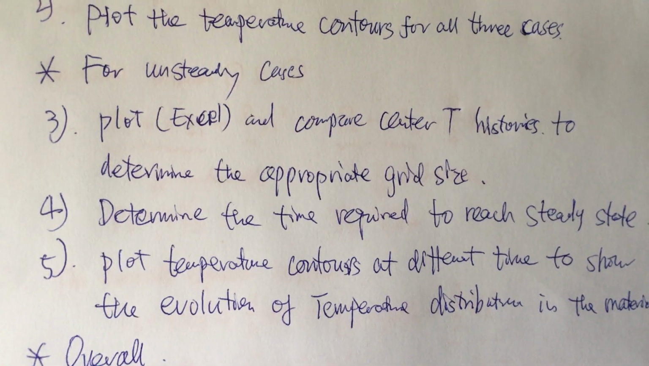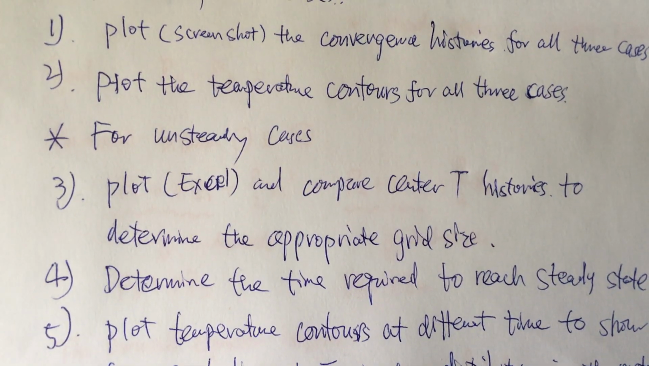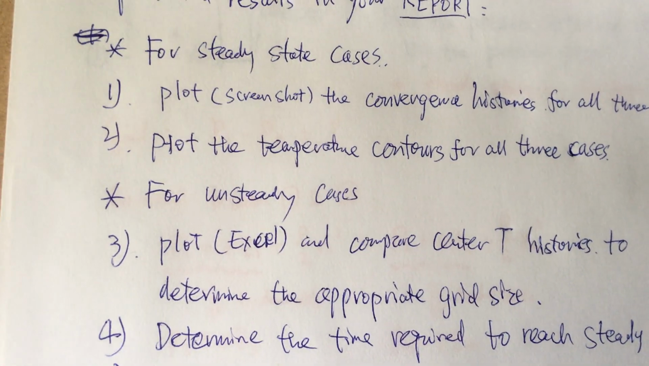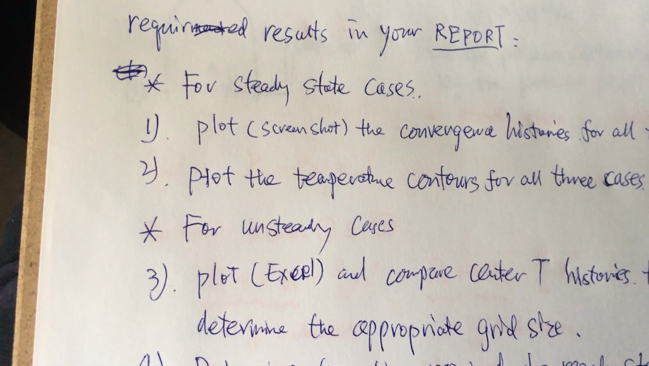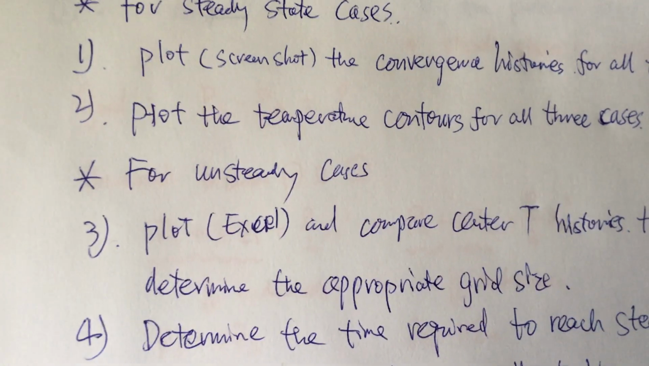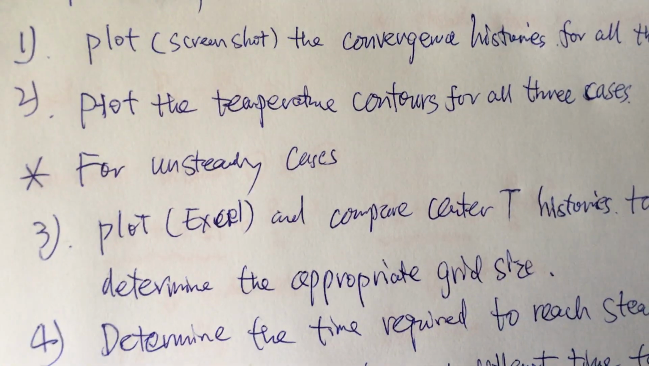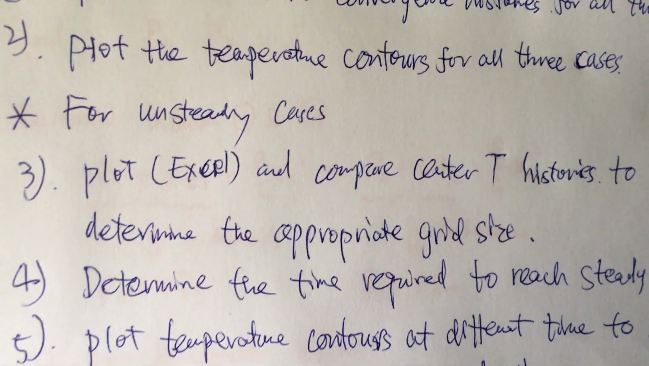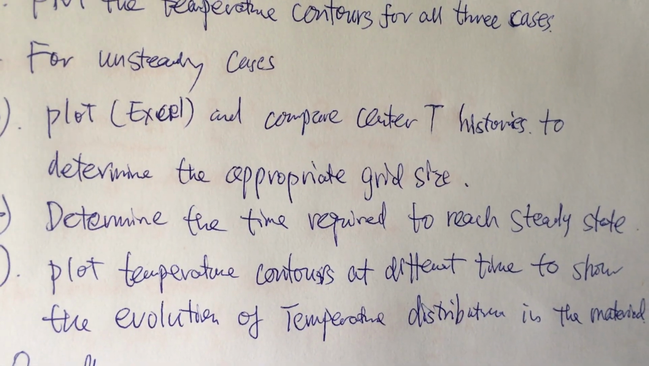You can use the time history plot, because at the beginning the temperature is not right until long enough, then the temperature reaches a stable temperature which doesn't change anymore. That's the time required for the whole material to reach a stable condition. By looking at that plot, you can determine how long it takes. Okay, so this is number 4, determine the time required to reach steady state conditions.